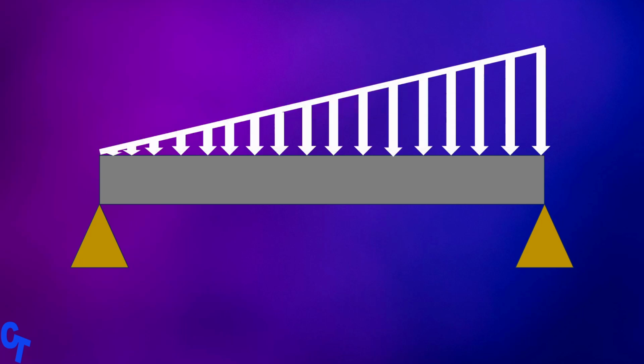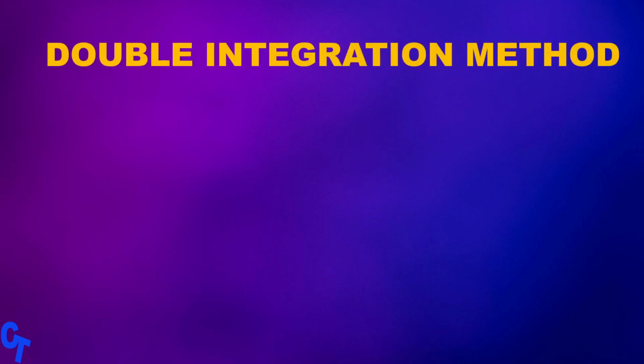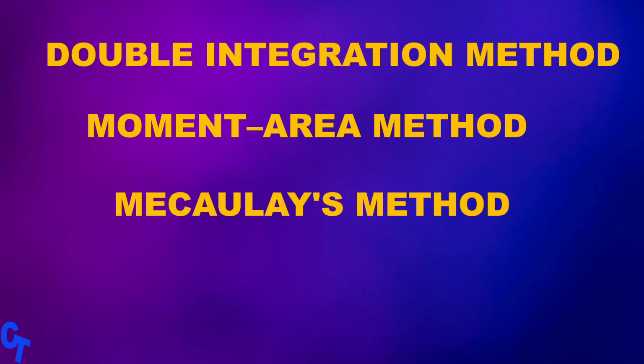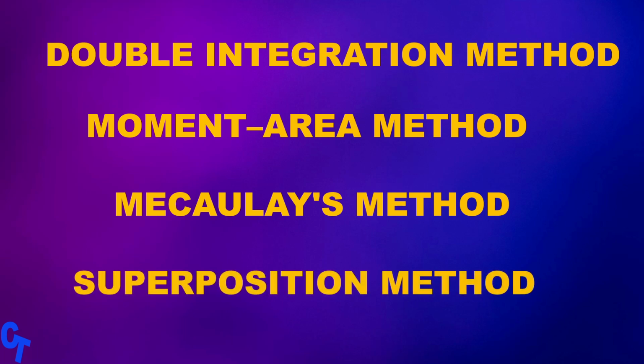There are several methods for finding the deflection of beams, including double integration. This method involves integrating the equation of the elastic curve twice. The first integration yields the slope, and the second integration gives the deflection. Then we have the moment area method. This method uses the area of the bending moment diagrams to determine the slope and deflections at specific points along the beam. Thirdly, we have the conjugate beam method. This method is used to find the rotation and displacements in beams. Lastly, we have the superposition method. This method is used to determine the deflection at a point when there are multiple loads acting on the beam.